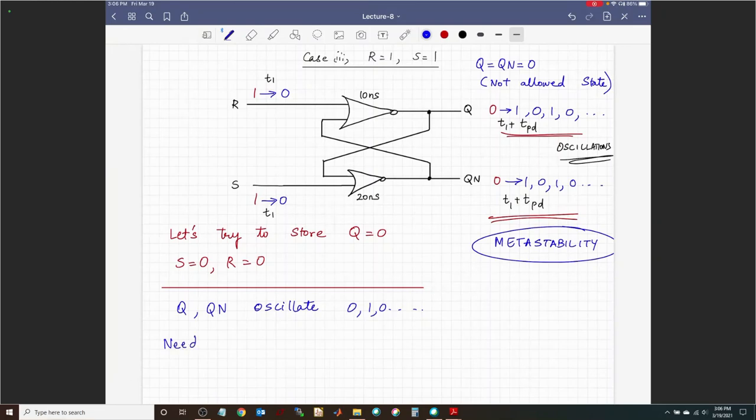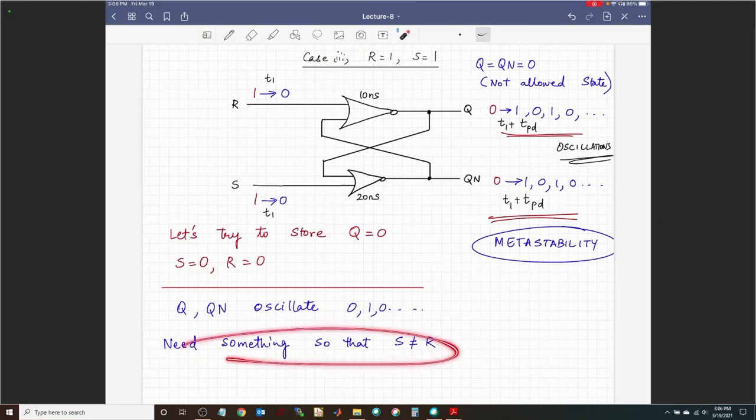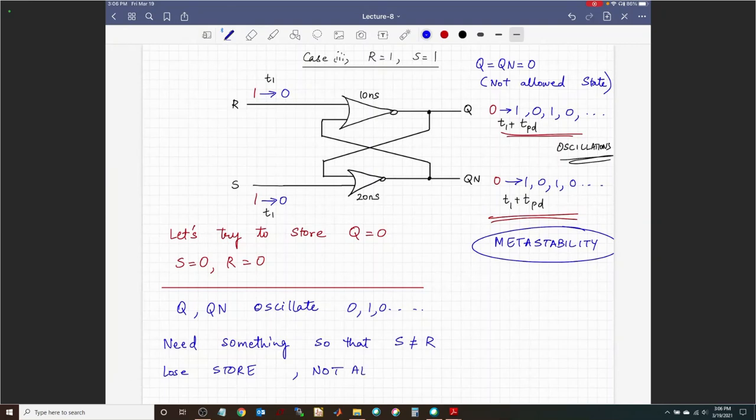Need something so that S does not equal R, right? If S doesn't equal R, say 0-0 doesn't happen and 1-1 doesn't happen, then you lose two things. You lose store and you lose not allowed. Both of them you lose.